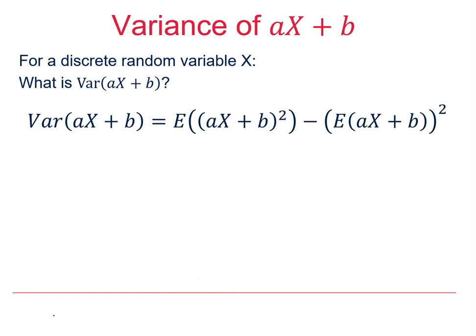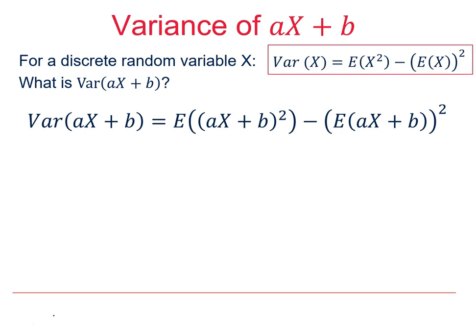Now looking at the variance of ax plus b, we use the formula for the variance, and instead of x we have ax plus b, which looks rather complicated on this line. The second term is fairly easy because we've already sorted that out. We know the expected value of ax plus b is a E of x plus b, so we must subtract a E of x plus b, all squared.